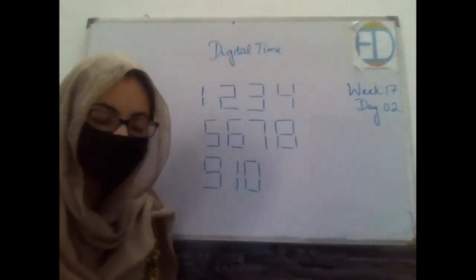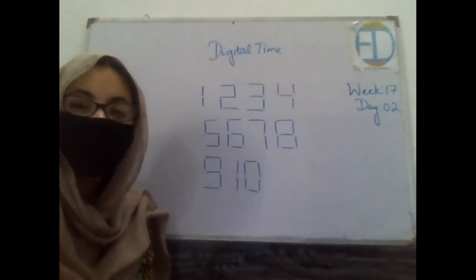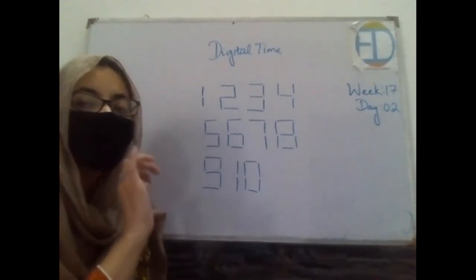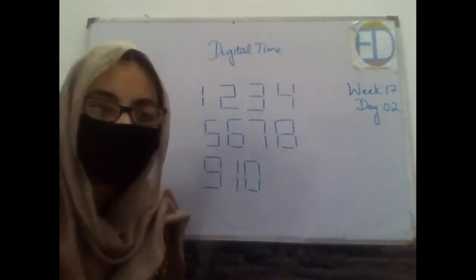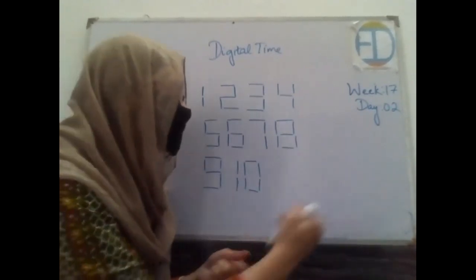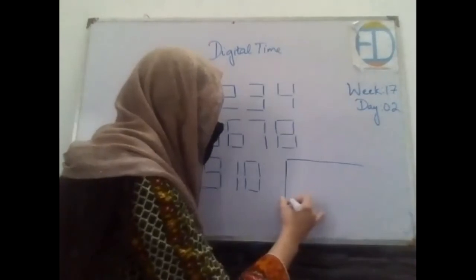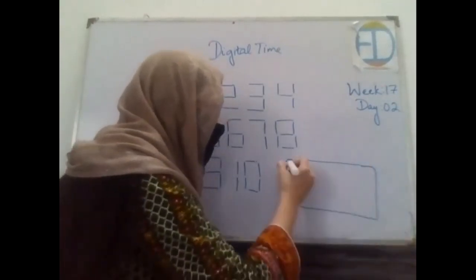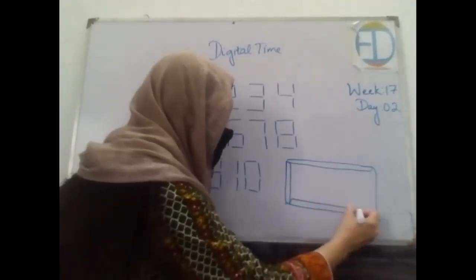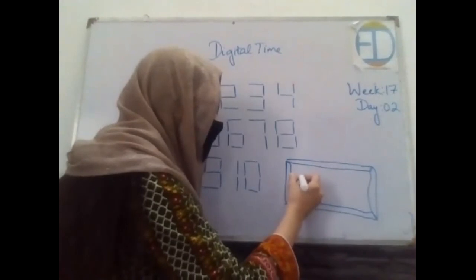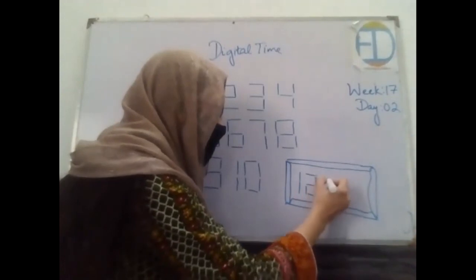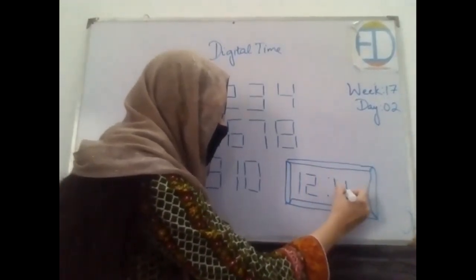Okay, and if you are done, now before ending the class, I want all of you to please make a digital clock and show a time of your choice on it. Hurry up. Yes, make a digital clock on your notebook and show or display a time of your choice on it. This is a clock. Let's say give it a design. Okay. And I am showing 12:45 on it.